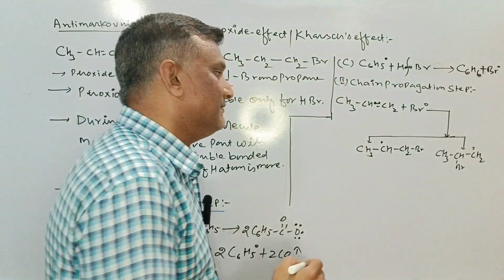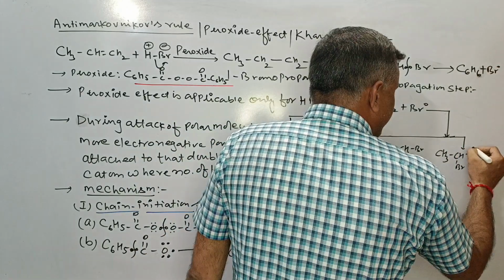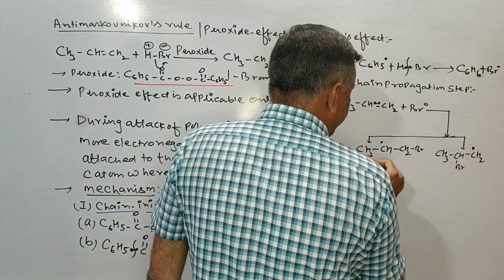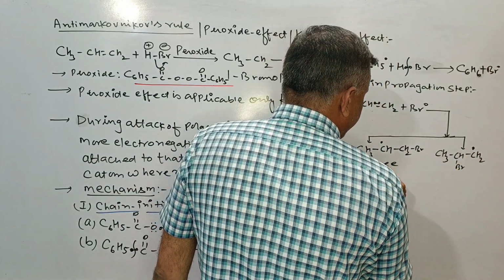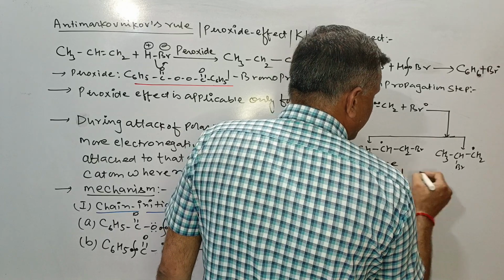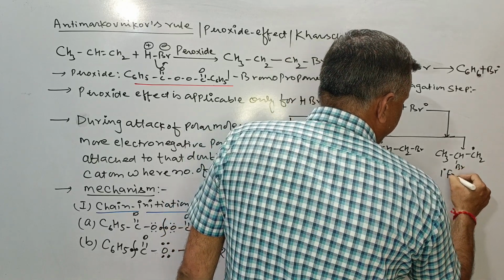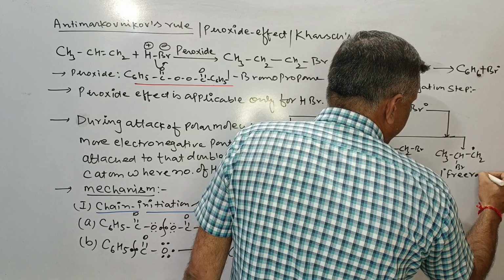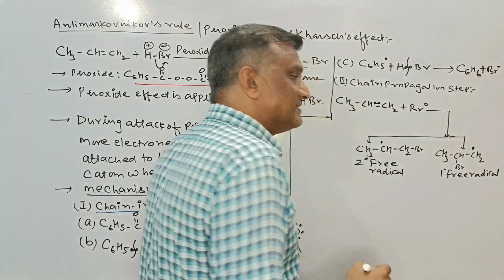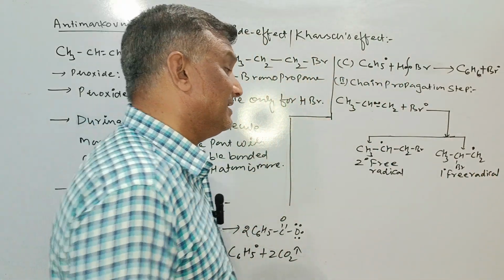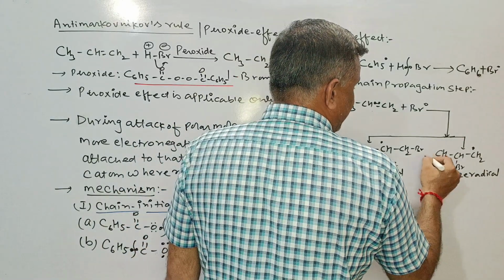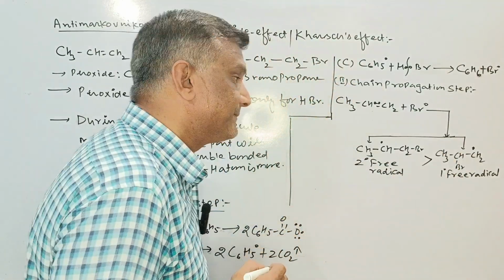And if we go with the free radicals, you can see this is the 2 degree free radical, and this is the 1 degree free radical. This was about the type of the radical, and if we go with the stability of the radical, then the 2 degree is more stable.